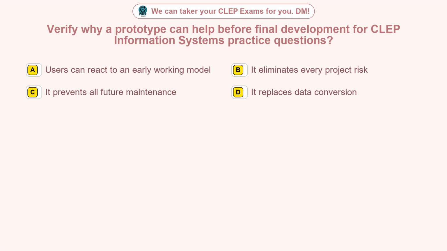Option A. Users can react to an early working model. Option B. It eliminates every project risk. Option C. It prevents all future maintenance. Option D. It replaces data conversion. The correct answer is option A.